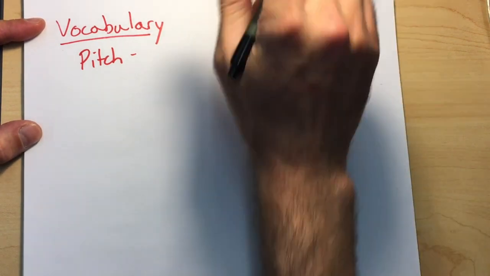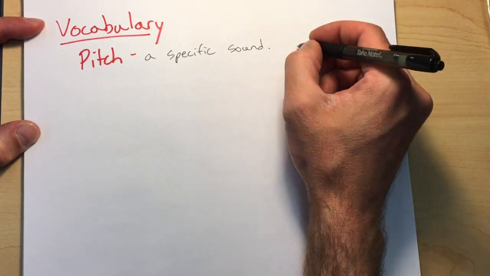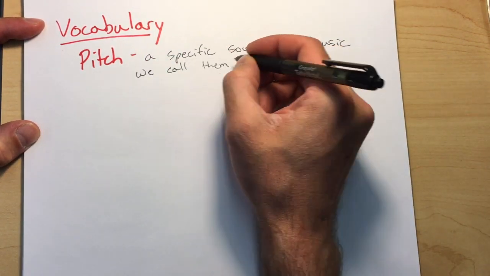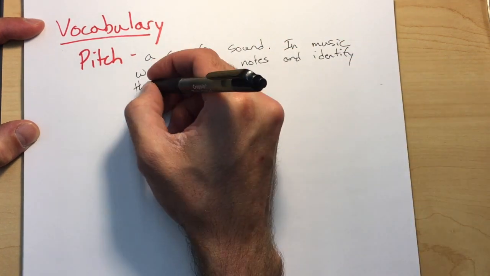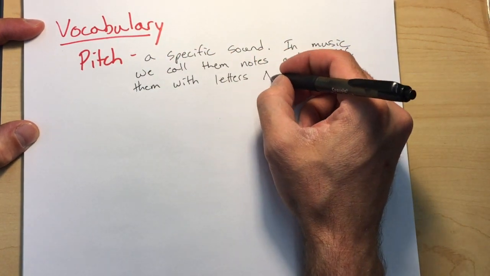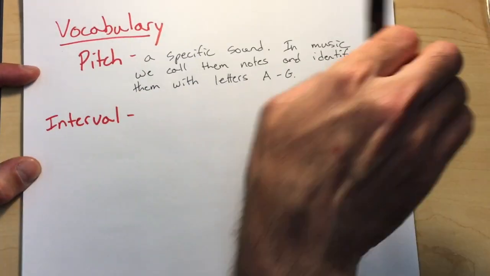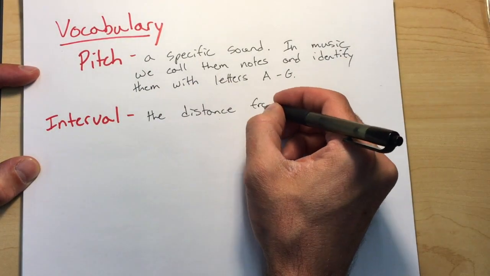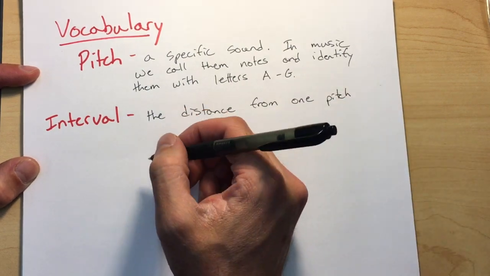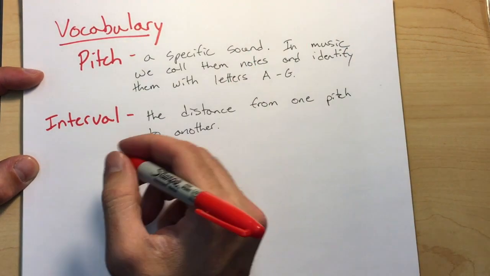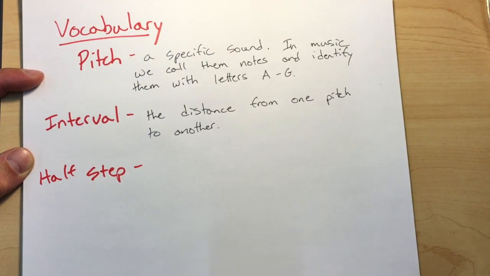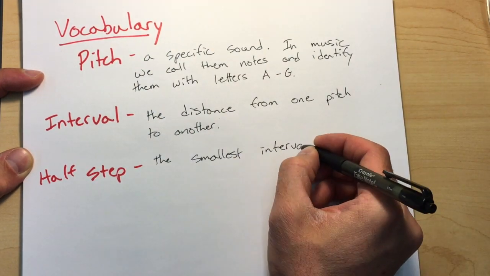Vocabulary that you're going to need to know in order to access the information in this lesson. Pitch: a specific sound in music. We call them notes and identify them with letters A through G. These are my definitions, by the way, trying to be as simple as possible. An interval is the distance from one pitch to another.